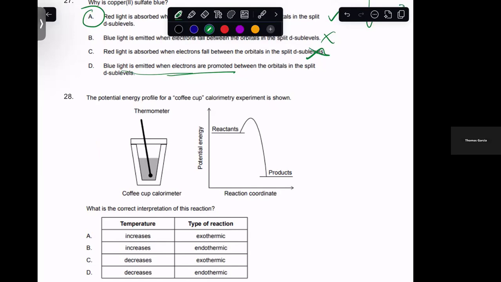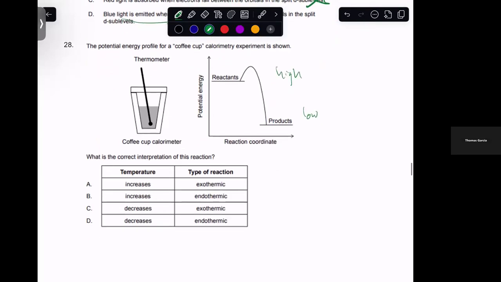28. The potential energy profile for a coffee cup calorimetry experiment is shown below. We notice a couple things. We go from high energy to low energy. What is the correct interpretation of this reaction? Well, if we're going from high energy to low energy, that means it's releasing heat, releasing energy. That's going to be exothermic. So it's either A or C. And if it's releasing heat, that thermometer is going to absorb that, and we're going to record an increase in temperature. A. All right. That one wasn't too bad.